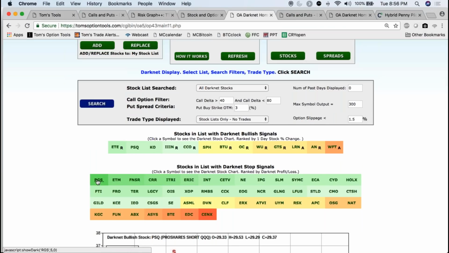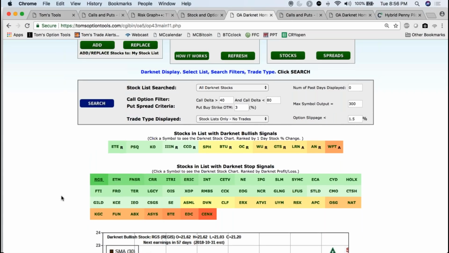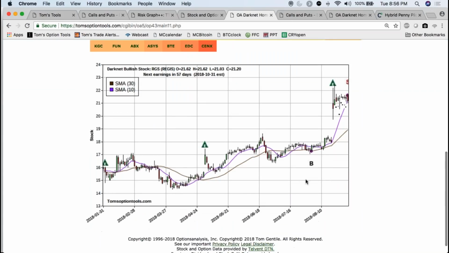But look at the stop signal. So what's RGS? All right, if I click on RGS, that's Regis. And you can see here, the buy signal that came into Regis was back near the beginning of August. All right, so a month later, the stock went from a little more than 17, call it 17 and a quarter, up to the sell signal today, which was at 21.20. 17 and a quarter to 21.20. That's a good 4 points. 4 points on a $17 stock is amazing.